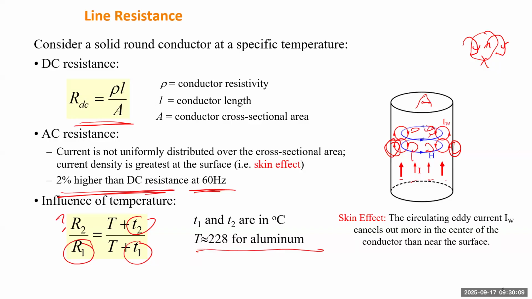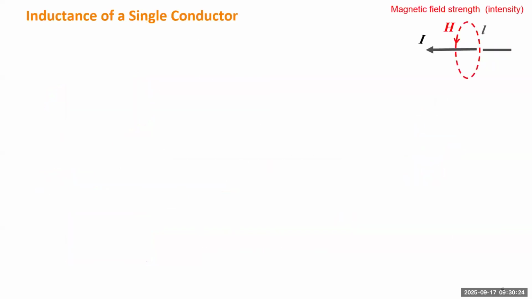So this slide is the only thing we need to know about the resistance. So it's done. We just need to know this formula to calculate resistance, and 2% higher if it's operated in an AC circuit. All right, next, let's move to inductance.